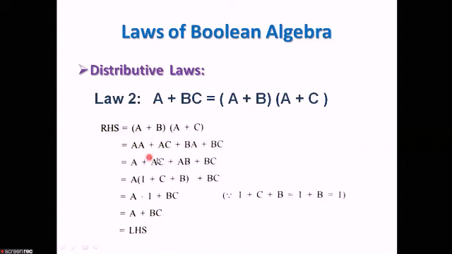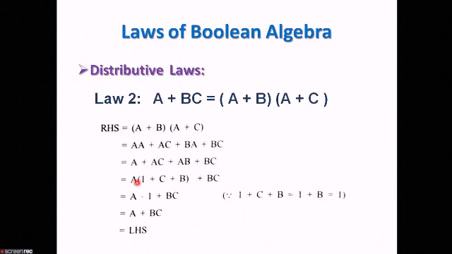So we are having 4 terms. A dot A means it will be A. Already I have told you in the previous slides, we have seen that A dot A is equal to A. So, A plus AC plus AB plus BC. Just I have changed the positions: from BA I can write AB. Here I have taken A as the common.